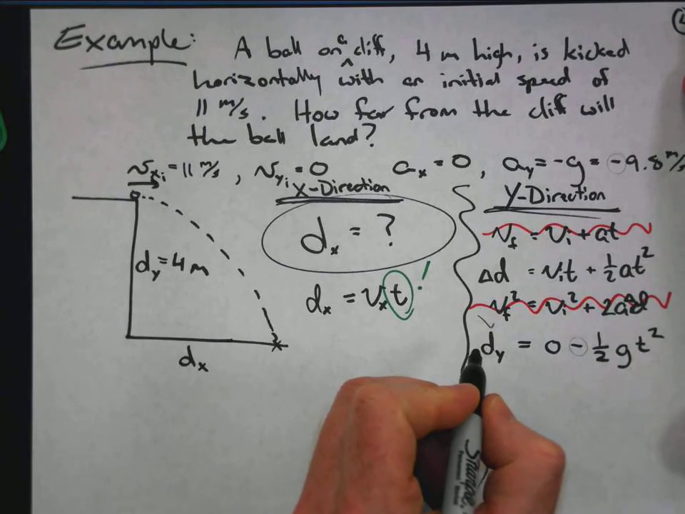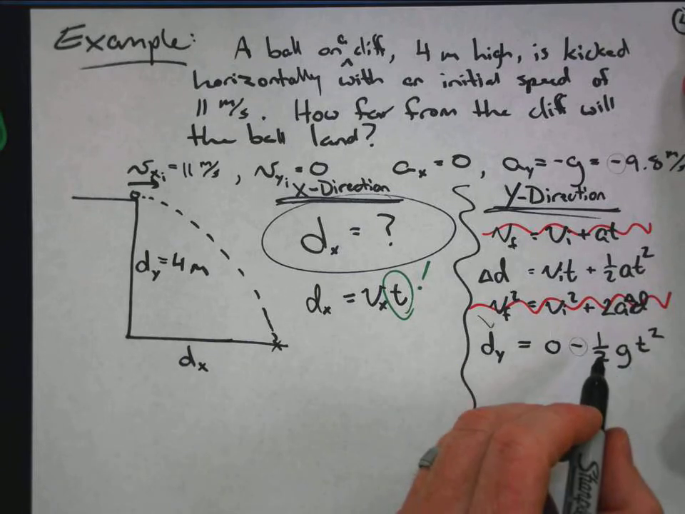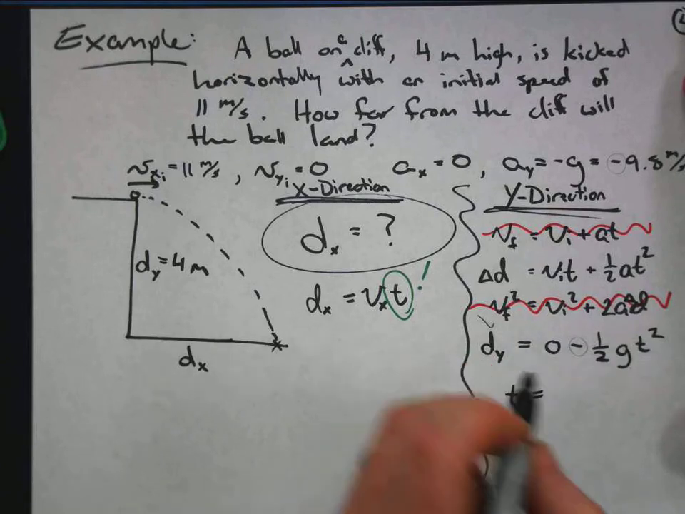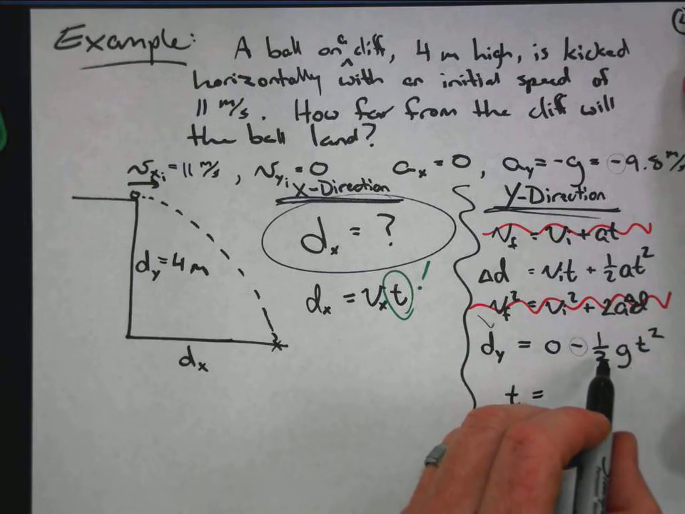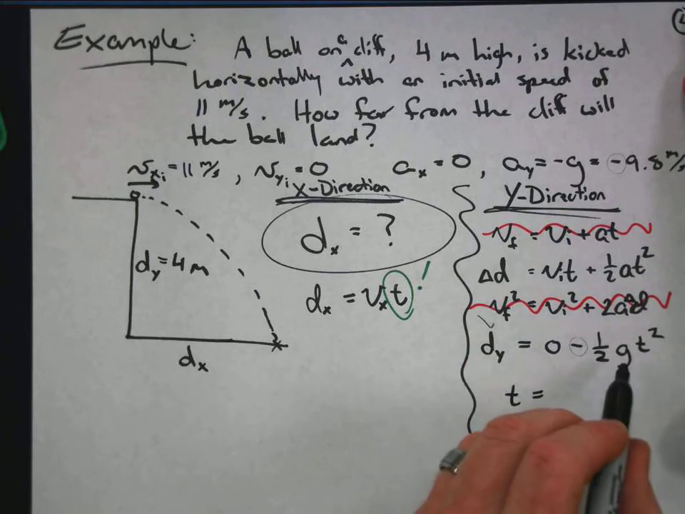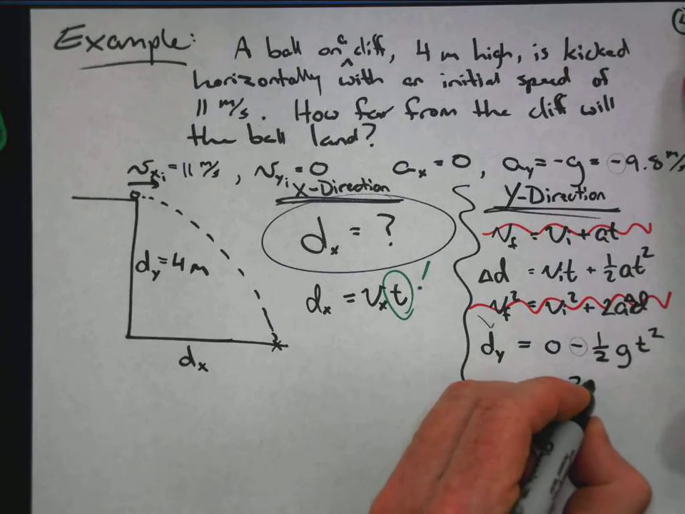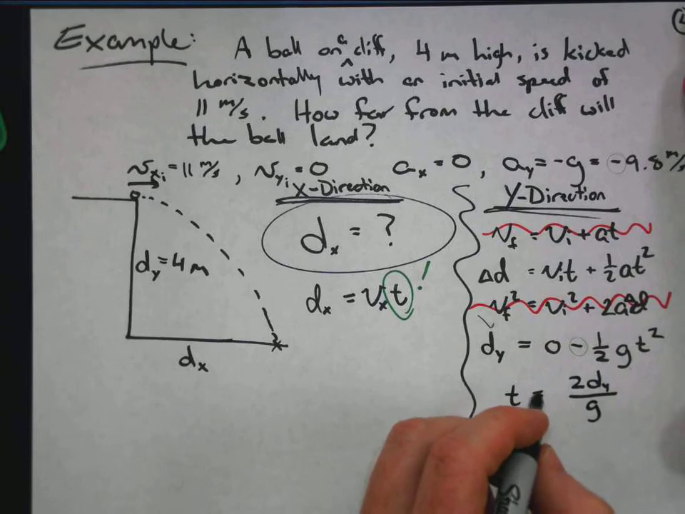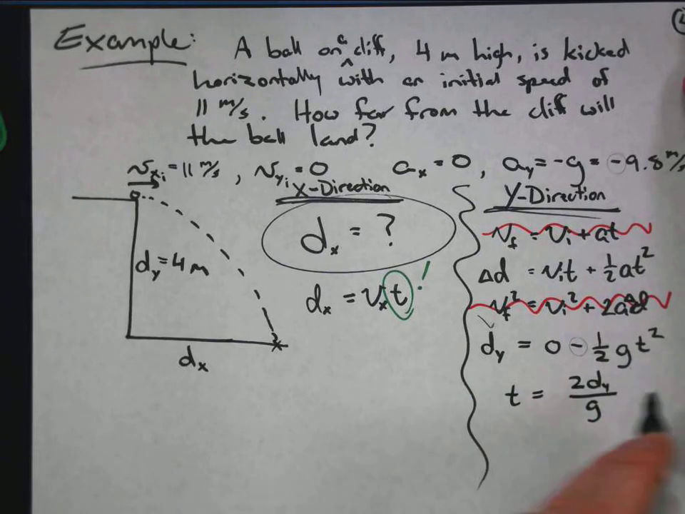So, something to think about here. Isolating t, it's going to be t equals, I have to multiply both sides by 2. It's 2 dy and divide by g. 2 dy divided by g. But this is t squared, so I have to take the square root of both sides.